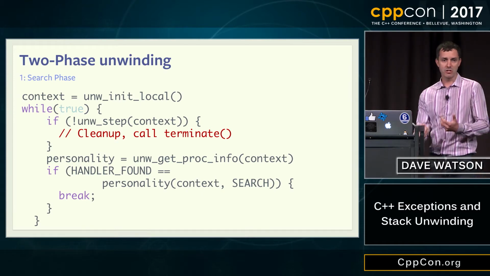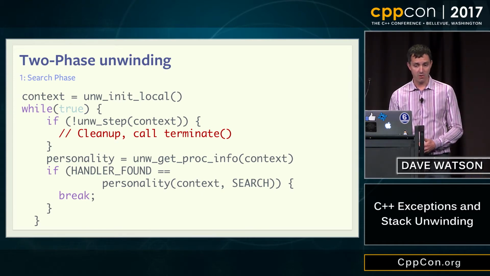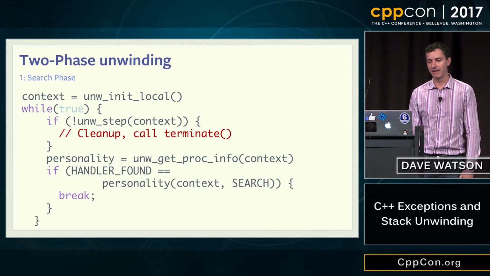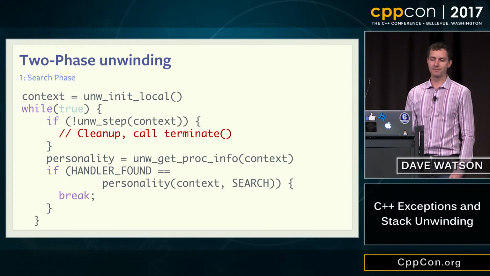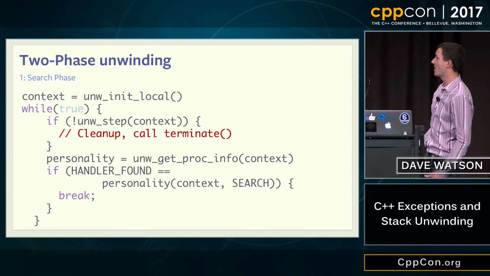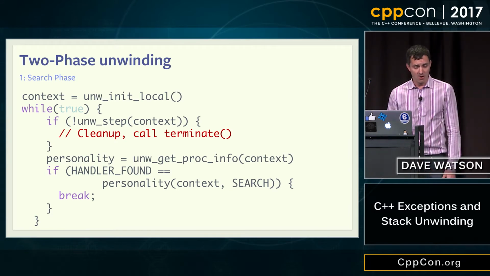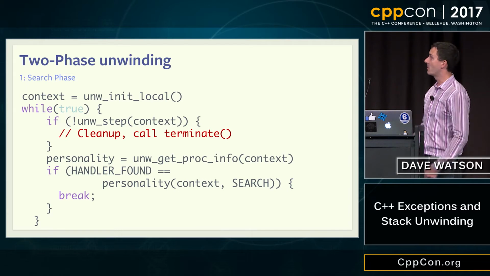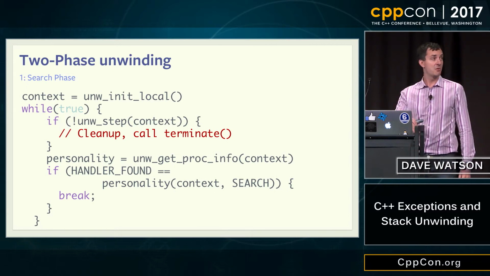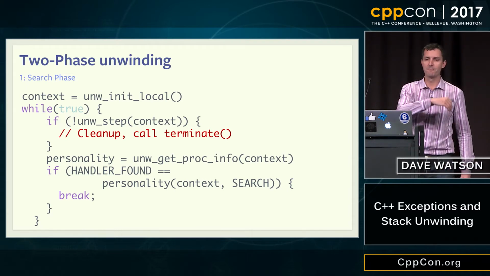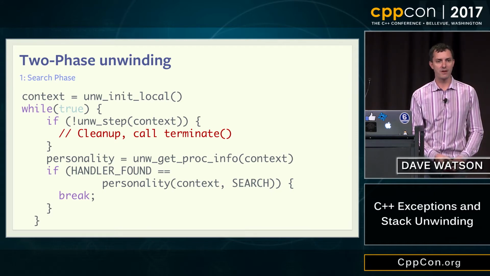So first, we just initialize from wherever we are, and enter a while loop to unwind frames until we find the right handler. The first thing we do is step backwards. Unwind step returns either an error code, or it tells you it has gotten to the top of the stack and there's nothing more to unwind, or it says, okay, great, we unwound one frame successfully. But the first thing we do is actually just step back one frame. Why would we step back one frame right away?